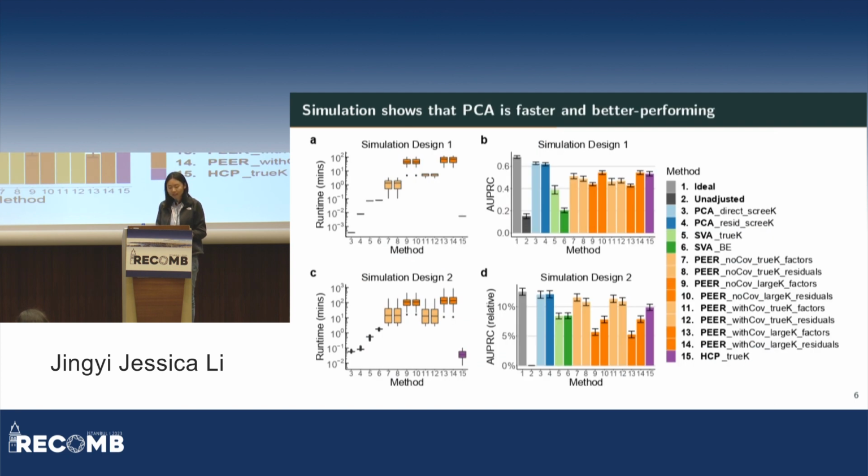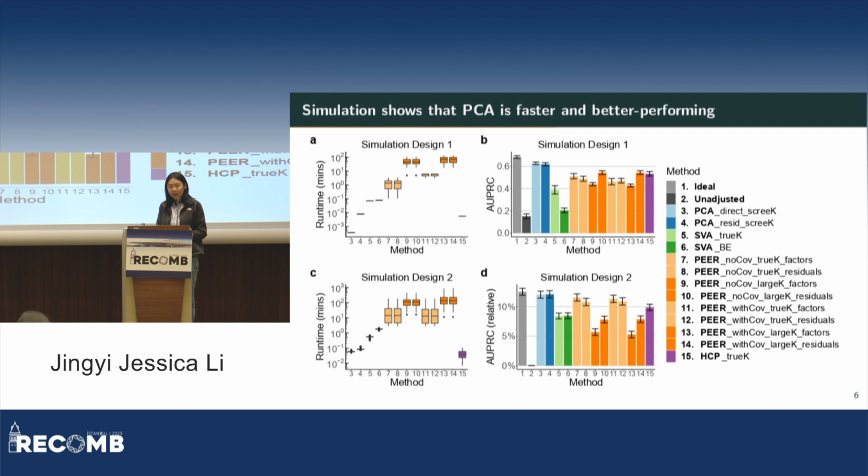Surprisingly, under both designs, we found PCA to be the top performer in terms of power. Here we measure the discovery power as the AUPRC, and we consider all these combinations of methods. The first one is the truth, the ideal setting, when we use the true hidden confounders from our simulation. The second is the other extreme, unadjusted: we don't do hidden covariate adjustment at all. So we can see that they set up the upper bound and lower bound on the AUPRC.